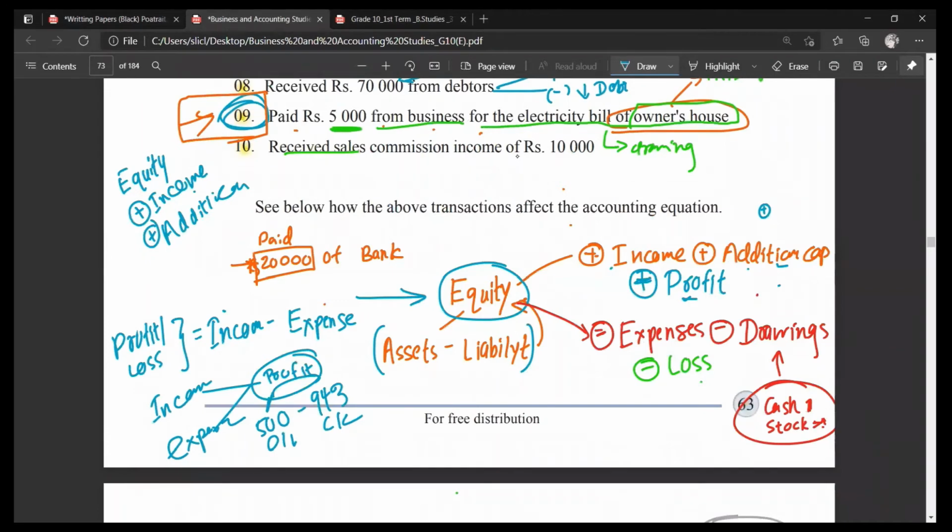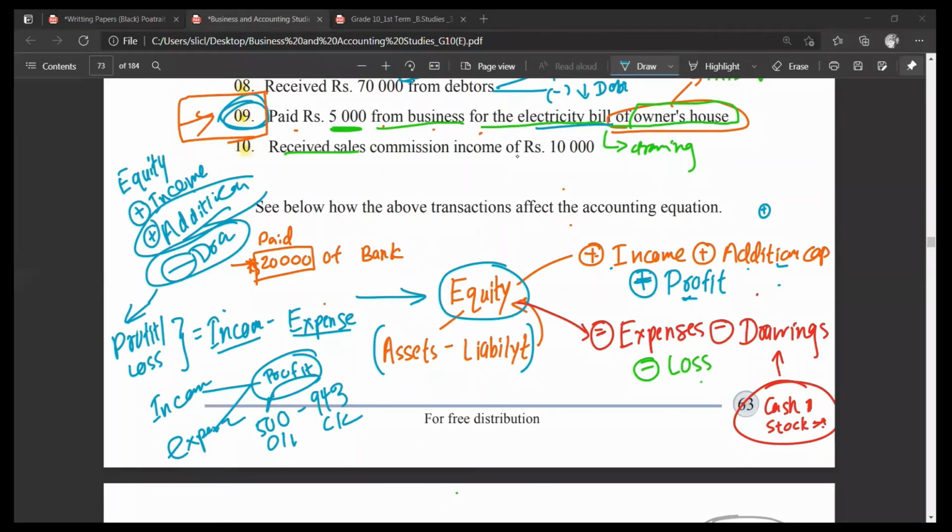So here, when it comes to the transactions, they have mentioned the additional capital and the drawings. Those are not applicable for profit. Only income and expenses, not additional capital and drawings. So those two elements are not applicable for finding profit or loss. Got it? Yes, this should be a plus one.